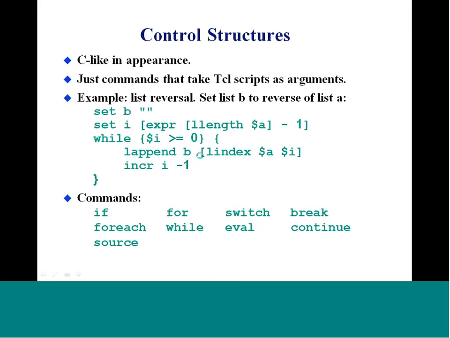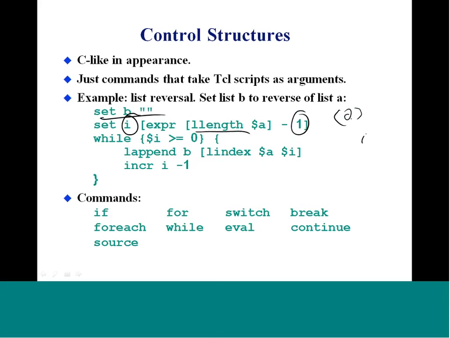For example, there's a list reversal where we set the list B to the reverse of list A. So how do we do this? Here we declare a variable called B, and then we set i to llength of A minus 1. Can anyone tell me what this does? llength actually gives the length of the list, and then we need to subtract 1 from it because the first element is 0.